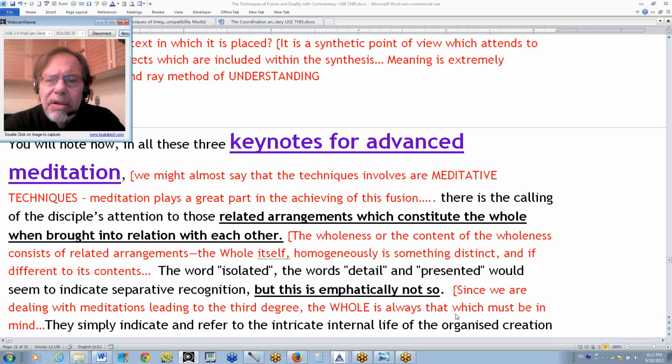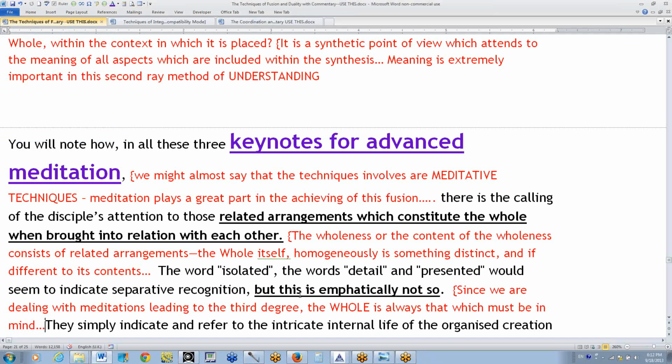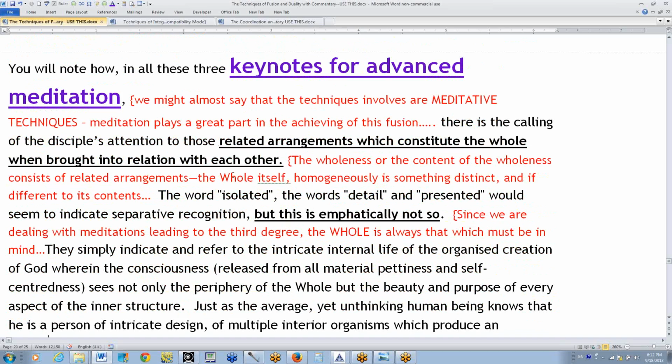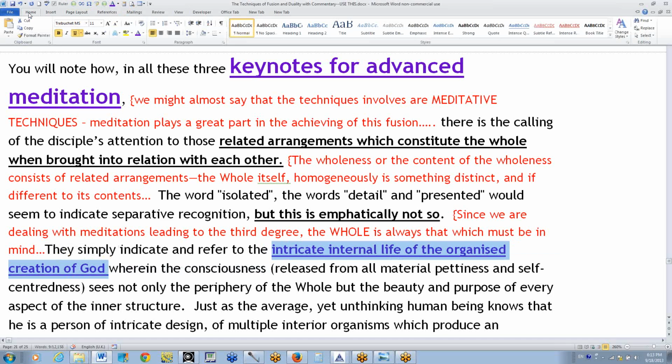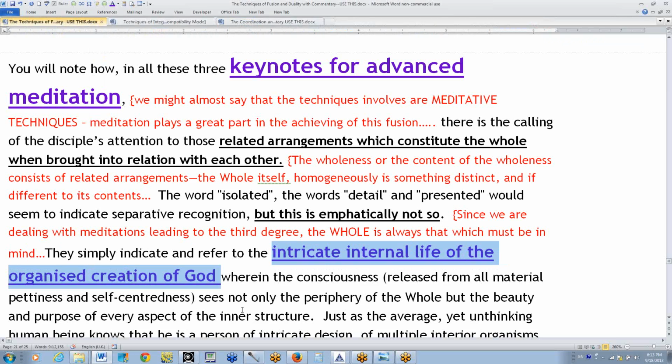So the word isolated, the words detail and presented, or detailed, would seem to indicate separative recognition, but this is emphatically not so. Wholeness is always present. They simply indicate and refer to the intricate internal life of the organized creation of God. What marvelous phrases we have here from DK's thought, giving us with unusual precision his perceptions on these matters, at least as much as they can be put in words.